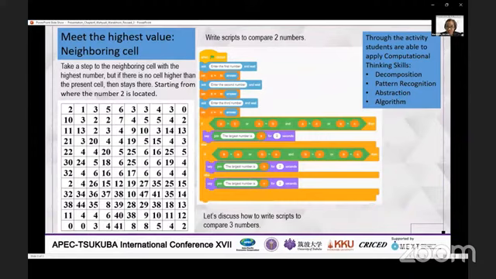Then the question from this activity, the next question, Dr. Wahyudi.